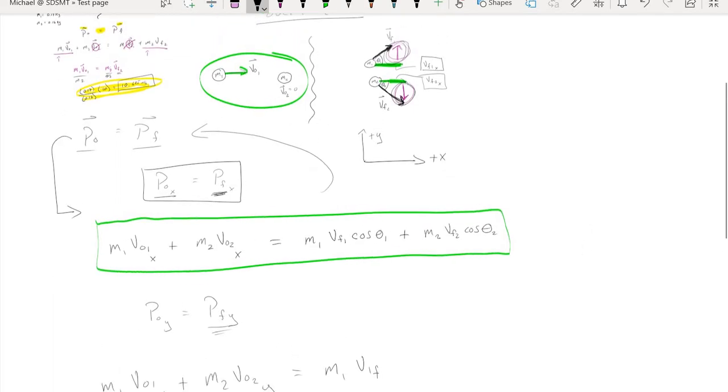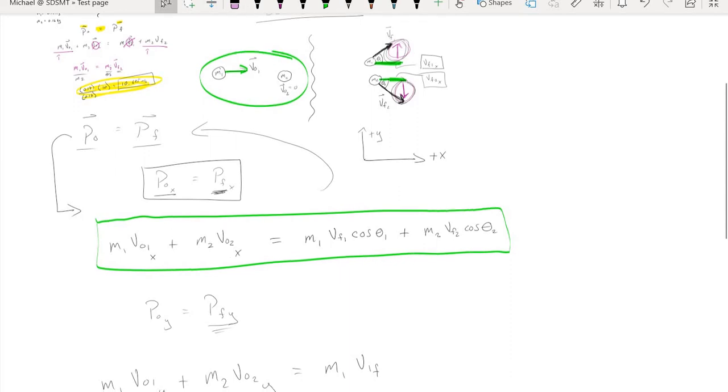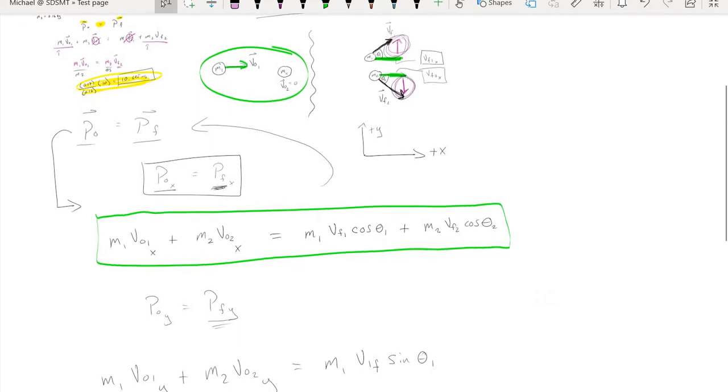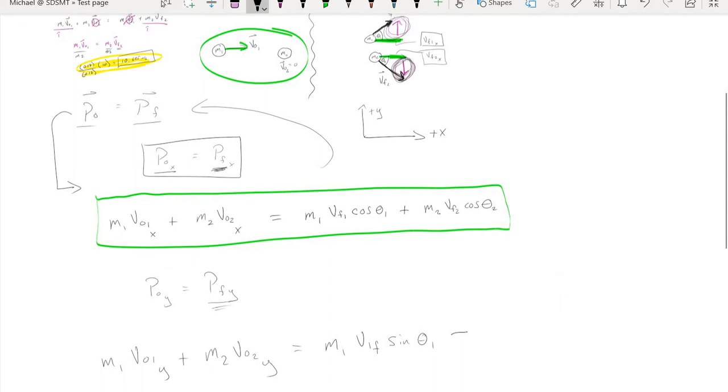Now our x components both utilize the cosine, so these y components should be utilizing sines of the respective angles. There's mass 1 and its final velocity component in the y direction. We have to subtract from that the momentum from mass 2 because it is pointing in the negative y direction. That's going to be mass 2, final velocity 2, sine theta 2.